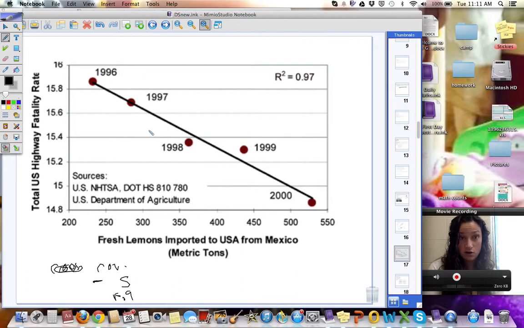So do we see that this is a negative, it's strong, they're going together. As this increases, this decreases. There is a correlation here.